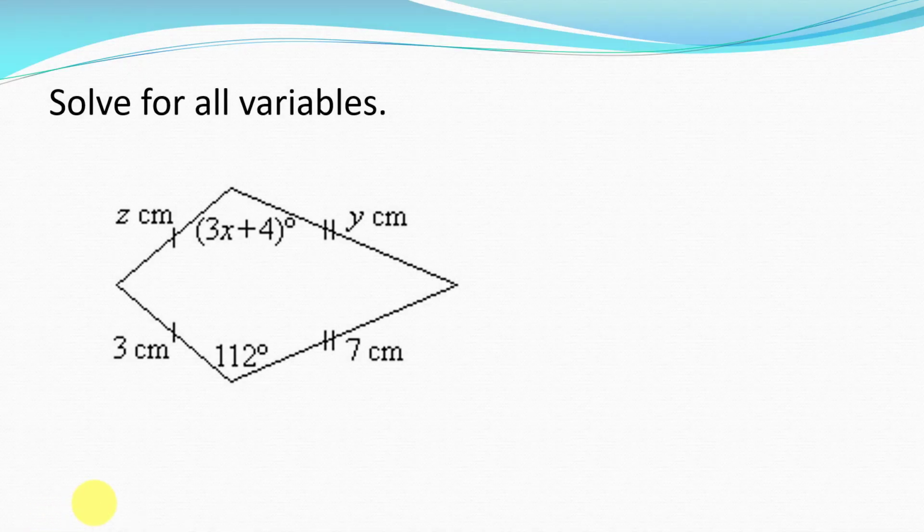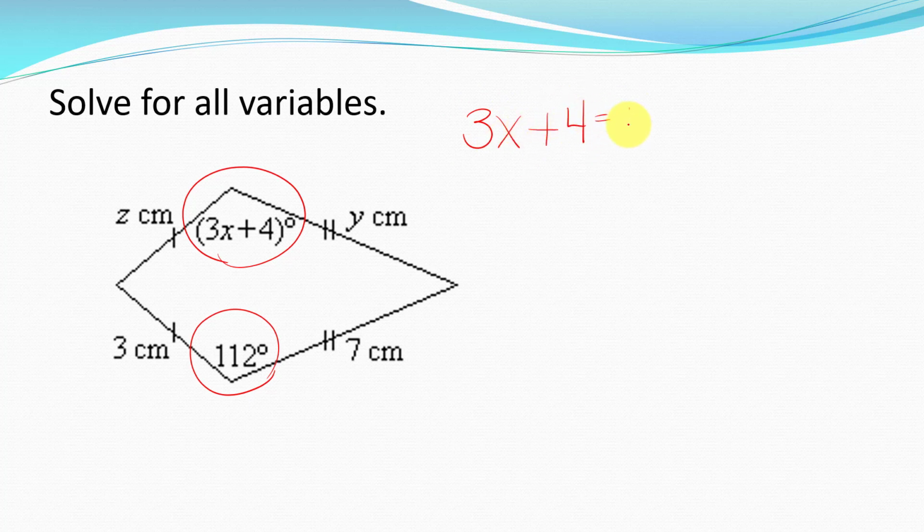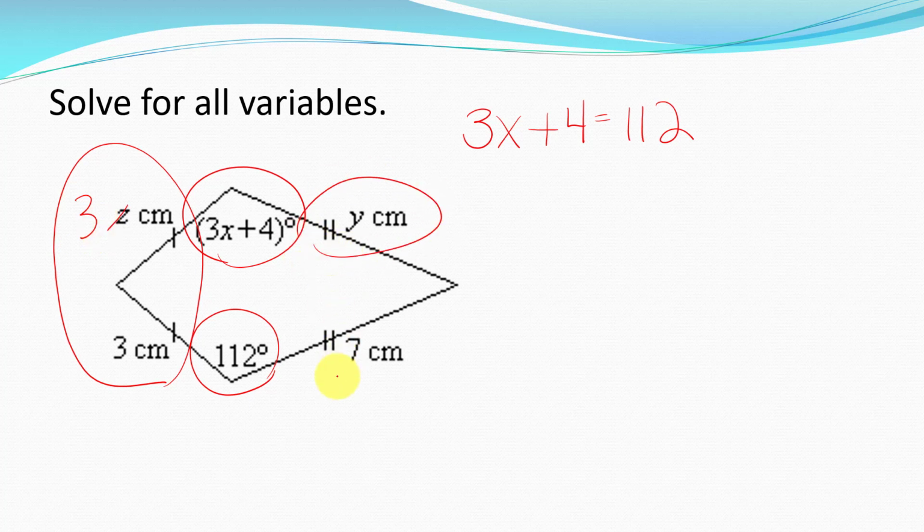So let's see what we can do with that. Well, first of all, we know this angle is congruent to this one, so that would be 3x plus 4 equals 112. And if we know these sides are congruent, then this would be 3, because it's the same as that. If these sides are congruent, then this would be 7. Not too bad there.